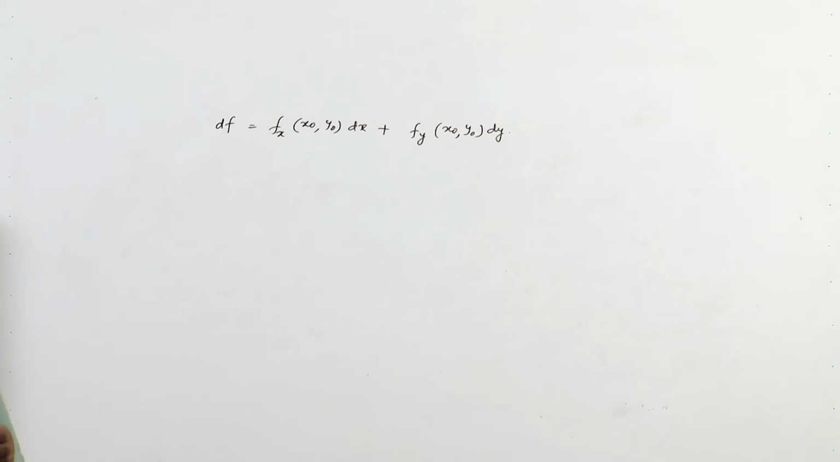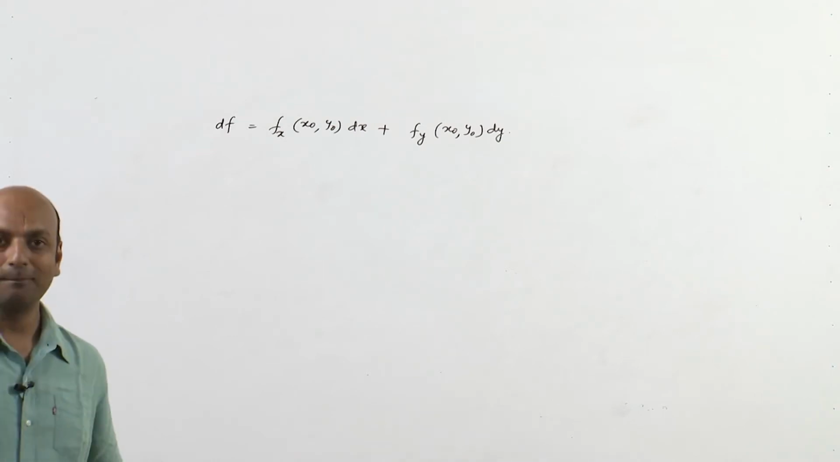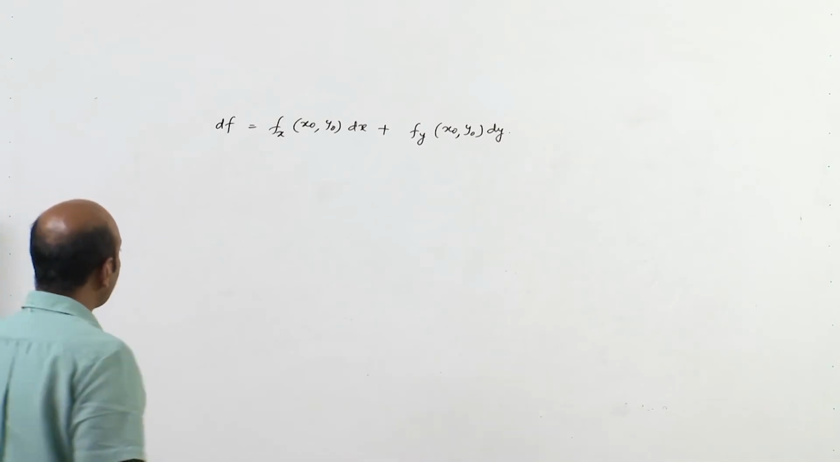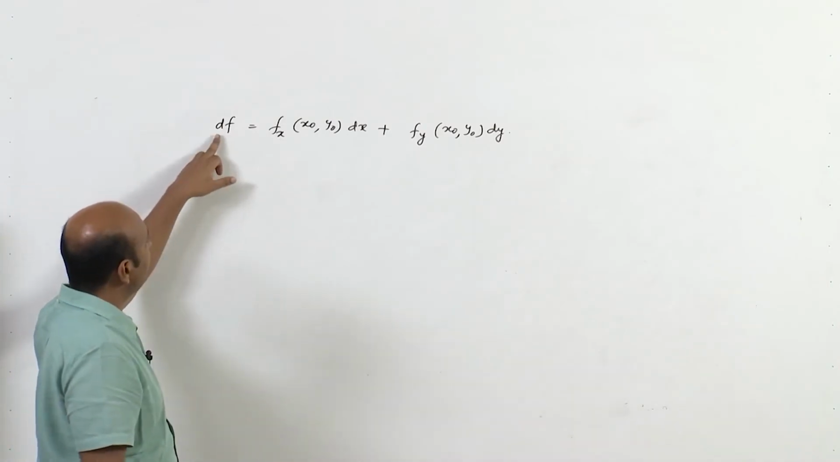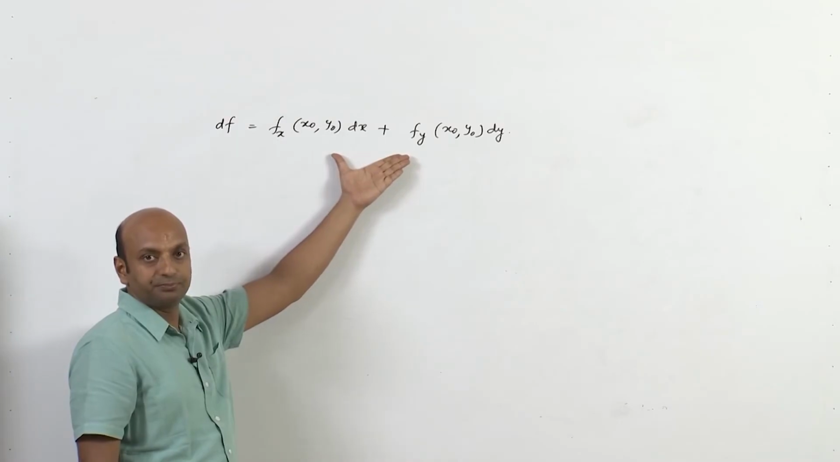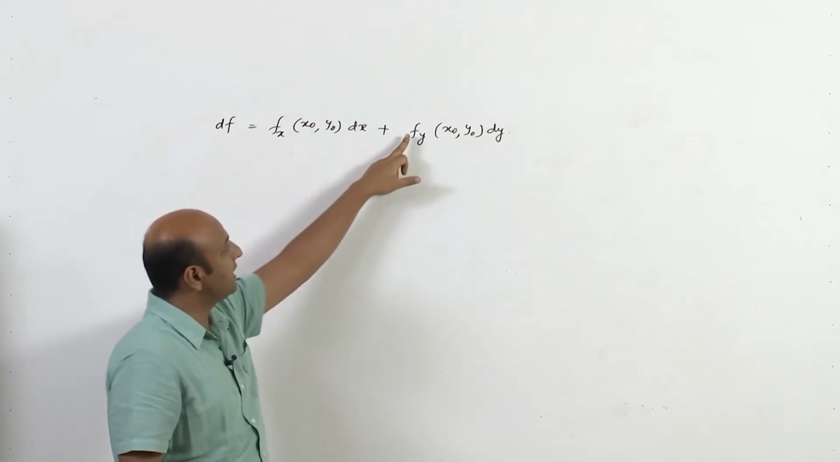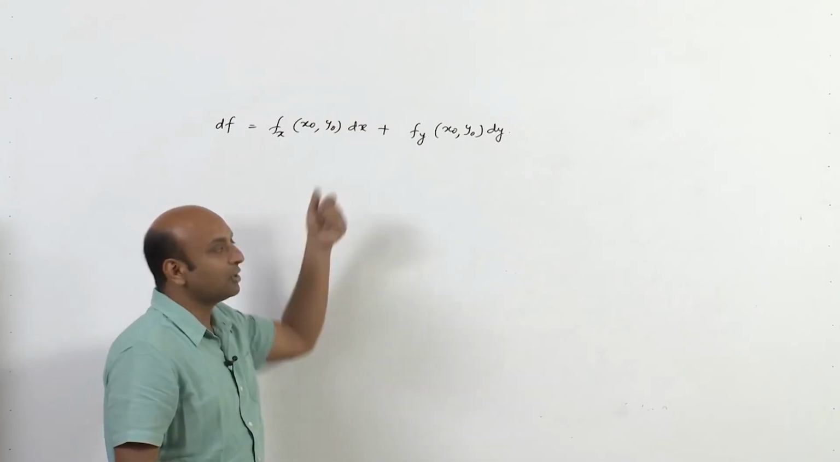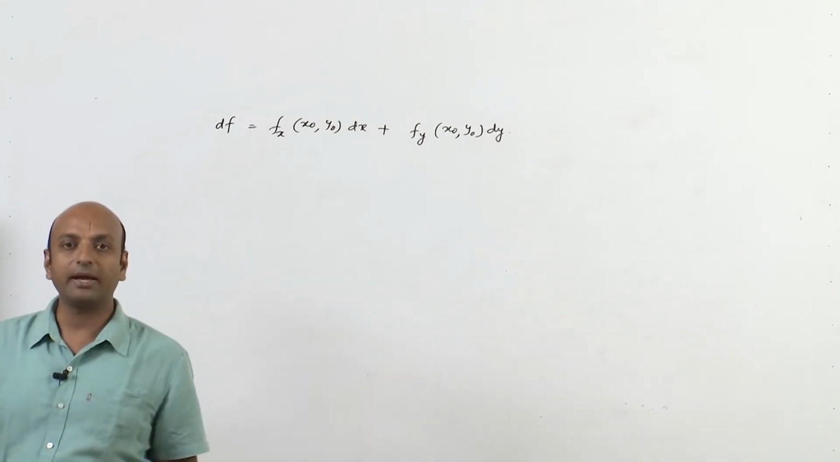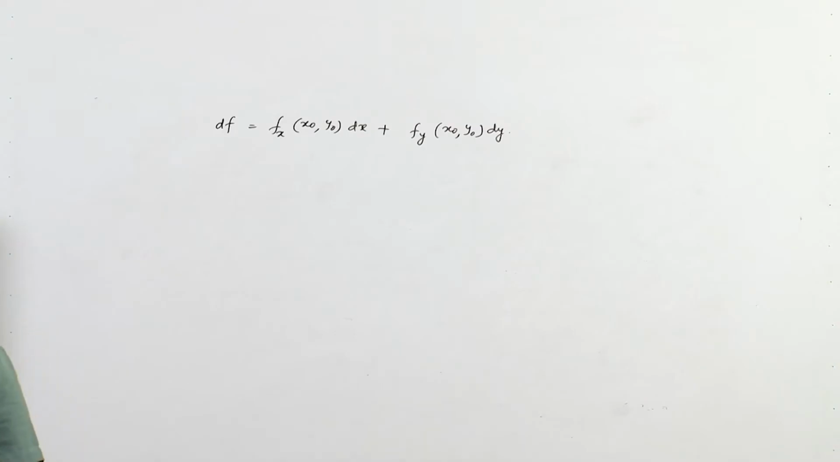Now, let us discuss a few examples based on this. Basically, we are finding the approximate change in the value of f by this expression. This is the first order derivative at x naught, y naught, fx and fy, and they change the value of x and change the value of y. So, let us discuss a few examples.